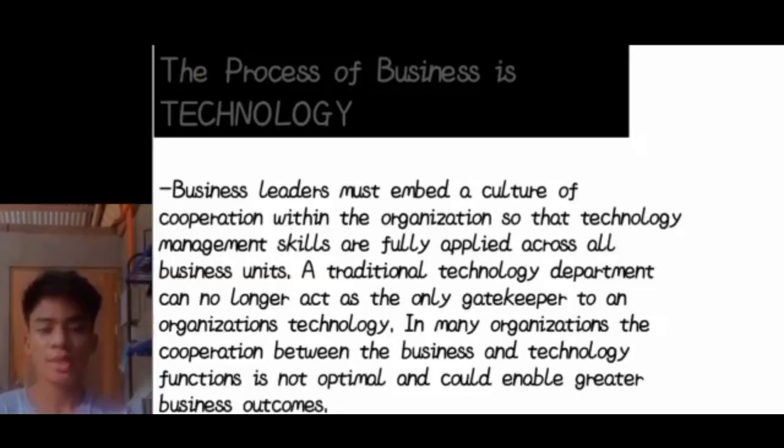The process of business is technology. Business leaders must embed a culture of cooperation within the organization so that technology management skills are fully applied across all business units. A traditional technology department can no longer act as the only gatekeeper to an organization's technology. In many organizations, the cooperation between the business and technology functions is not optimal and could enable greater business outcomes.